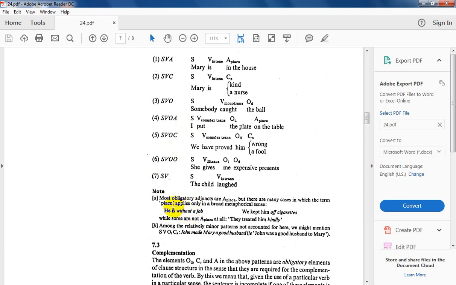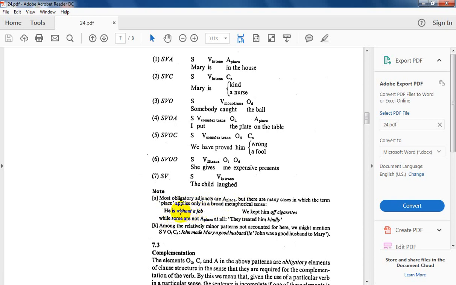He is without a job. Most obligatory adjuncts are a place. Here you see I have obligatory A place. The question is: is it necessary for all obligatory adjuncts or adverbs to be place adjuncts? Let us see. There are many cases in which the term place applies only in a broad metaphorical sense. He is without a job.